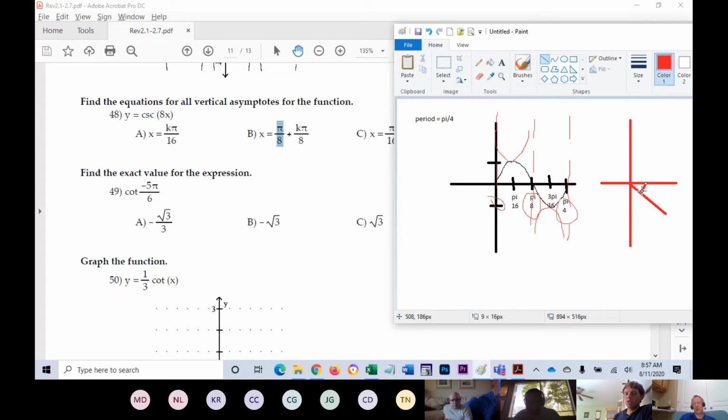Wouldn't it be in quadrant 3? Yeah. Oh, you're right. Yes, it would be in quadrant 3.